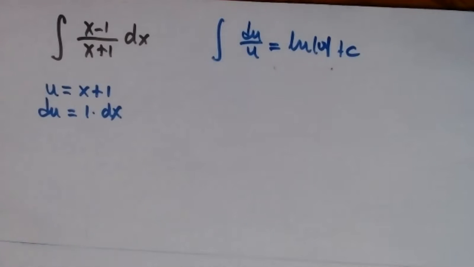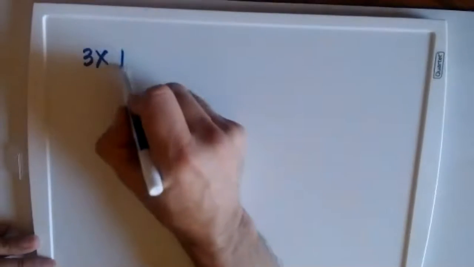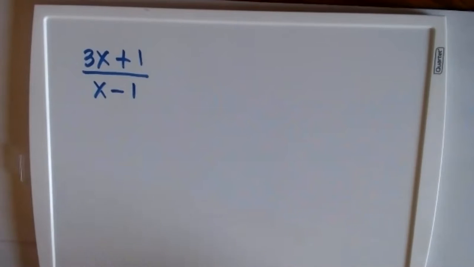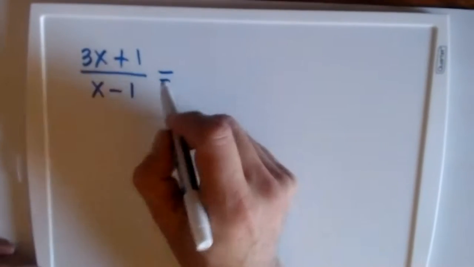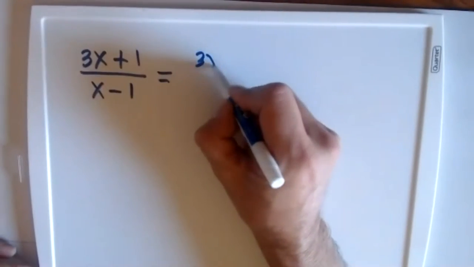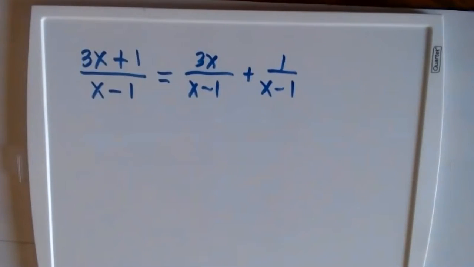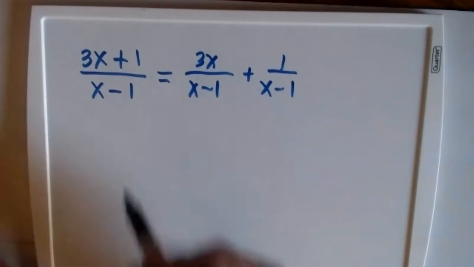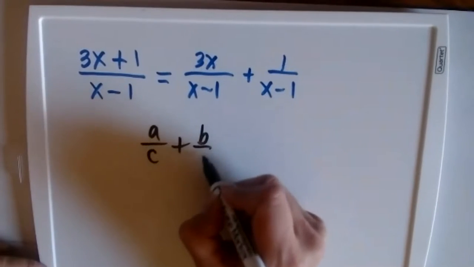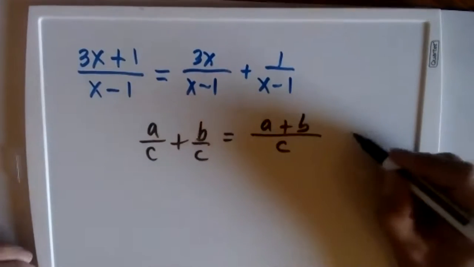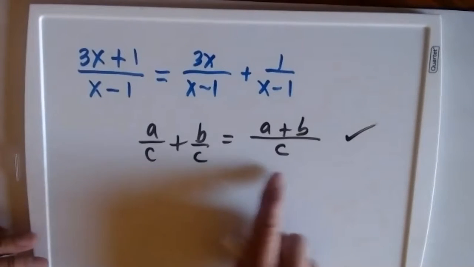Okay, so let me just open my algebra window. This is my algebra window. Fractions: 3x plus 1 over x minus 1. Suppose you have this fraction, okay? According to the algebra you learned, this can be split in this way: 3x over x minus 1 plus 1 over x minus 1, correct? So remember that the rule is this one. You have A over C plus B over C, you can put a common denominator and then you have A plus B over C. This is the way we add fractions, correct?